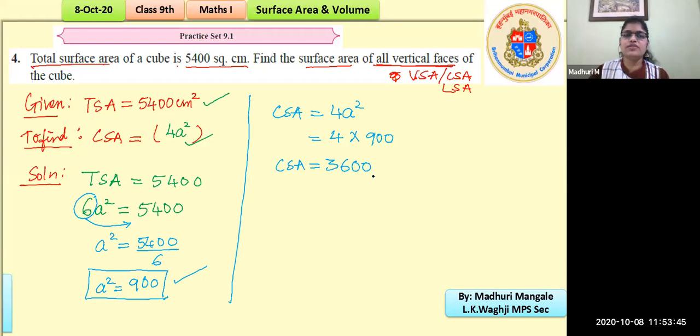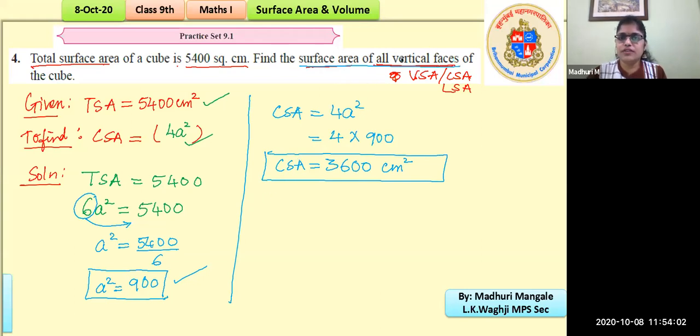And what will be the unit? Since it's an area, the exponent or the power should be 2. So that will be centimeters squared. That completes this solution. We are asked to find the surface area of all vertical faces. So the surface area of all vertical faces, that is the curved surface area, is 3600 centimeter squared. Fine. We start with the next question now.